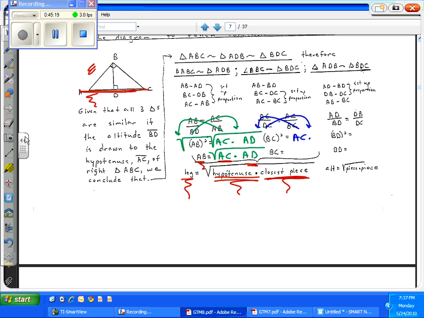BC times BC is BC squared. That's equal to AC, which is the hypotenuse, times DC. This piece BC came out to be equal to the whole thing AC times this little piece DC based on the similar triangles. You studied all of that. And so we have BC, if you take the square root, is equal to the square root of AC times DC, which is the hypotenuse times the closest piece again.